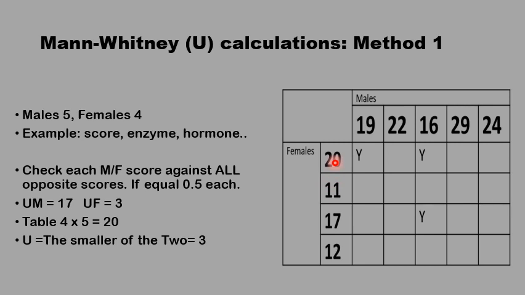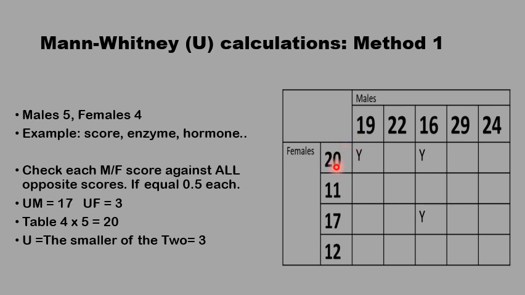The way in method 1 to do it is to have these numbers in a table, 4 females on the y-axis and 5 males on the x-axis. This table will be a 4 by 5 table with 20 squares in it. And then we check each score of the female, number 1, against each of the male scores.